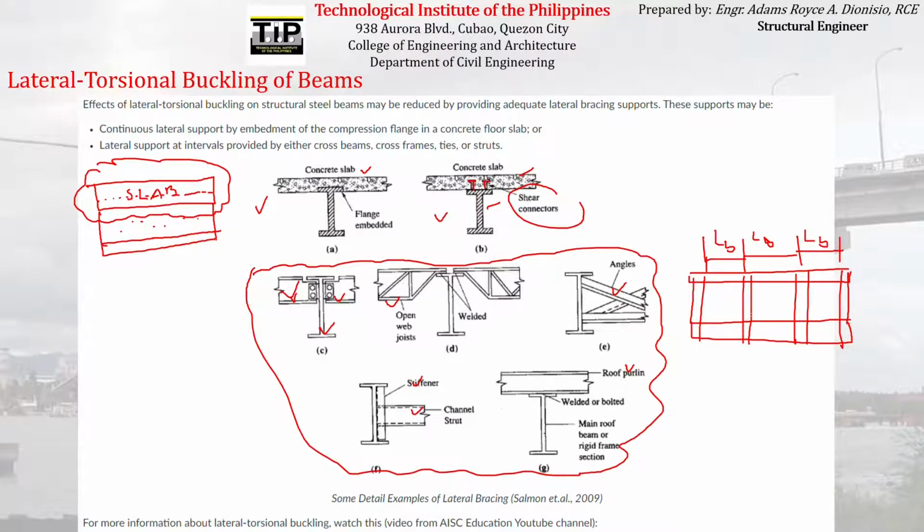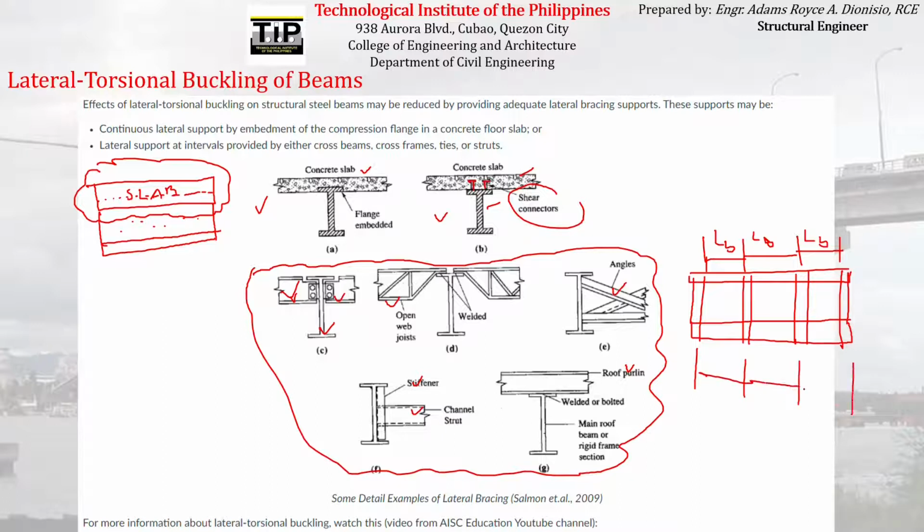Okay, so we want that LB to be as minimal as possible. If the unbraced length is as small as possible, you can expect that your steel beam will avoid lateral torsional buckling. There is a lesser chance that your steel beam will experience lateral torsional buckling if you provide lateral bracing as near to each other as possible.